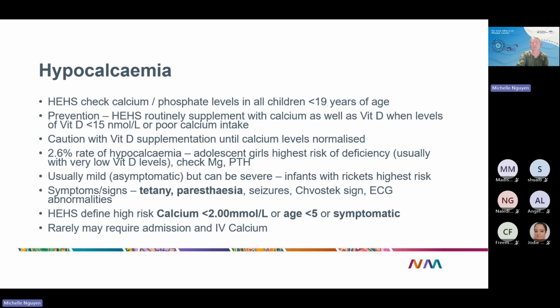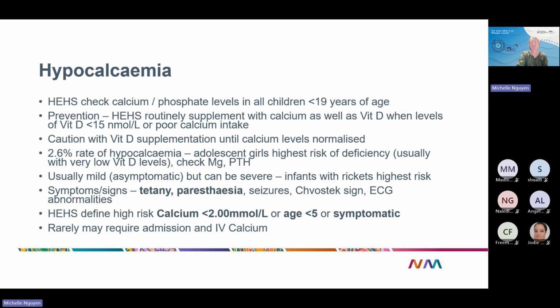Often the children are asymptomatic, but you can see severe hypocalcemia, and we have had at least one case I'm aware of in the last couple of years where the young girl was admitted to hospital for IV calcium because she had a very low level and ECG changes. So occasionally you'll get severe cases, and she also did have some physical symptoms such as tetany as well, paresthesia.